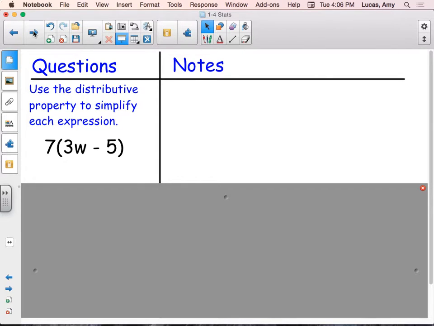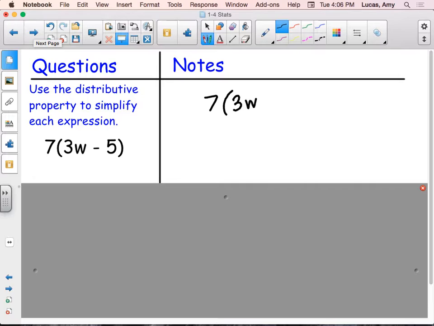We're now going to work with the distributive property that we talked about in the last section, and we're going to use that distributive property to simplify. So our first example says 7 times 3w minus 5. When the 7 is written outside of the parentheses, whether it's written in front of the parentheses or after the parentheses, doesn't matter, but if it's written right next to the parentheses, it means that it's being multiplied. We used that idea with PEMDAS in the very first section of this chapter.